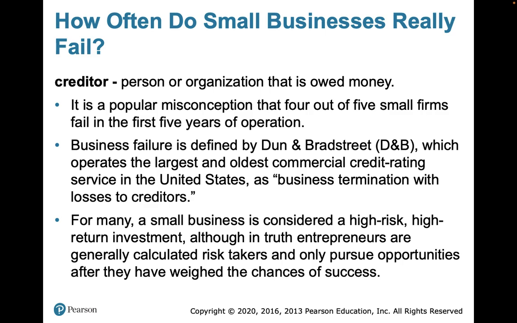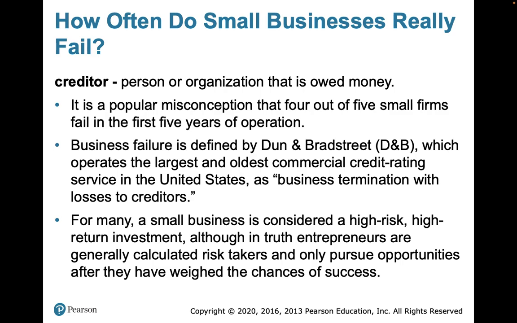Now we have business failure. According to Dun and Bradstreet, which operates the largest and oldest commercial credit rating service in the United States, business failure is a business termination with losses to creditors. Now when your business is terminated, it's a big loss to your creditors. So this is why your creditor has to be paid, okay? And they must ensure that, because they are also facing a big risk in doing business with you. There's a likelihood that they will lose their money, and their goods or services will not be paid for.